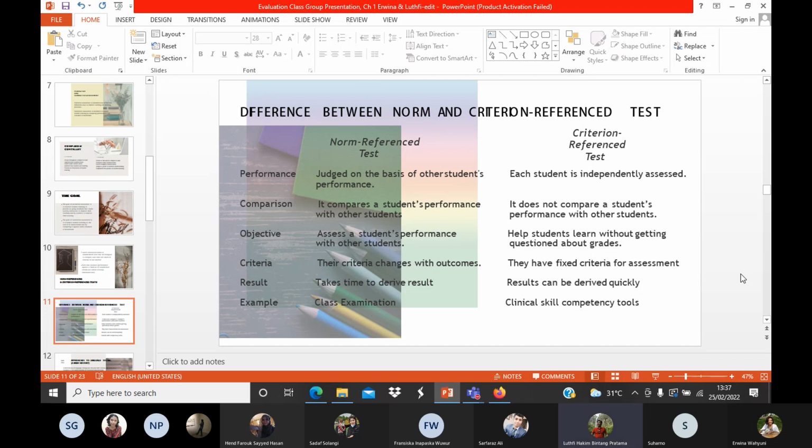For the result, the norm-referenced test takes time to derive a result, and therefore for the criterion test the result can be derived quickly. The example for norm-referenced is a class examination, and for criterion-referenced it is a clinical skill competency tool.